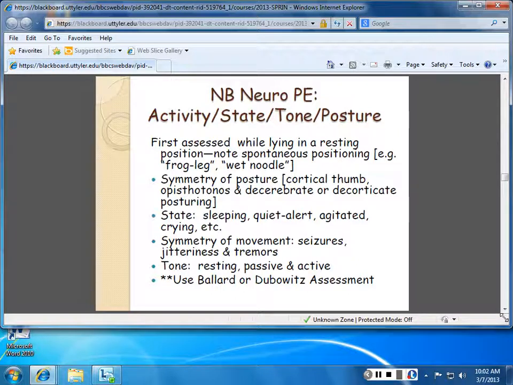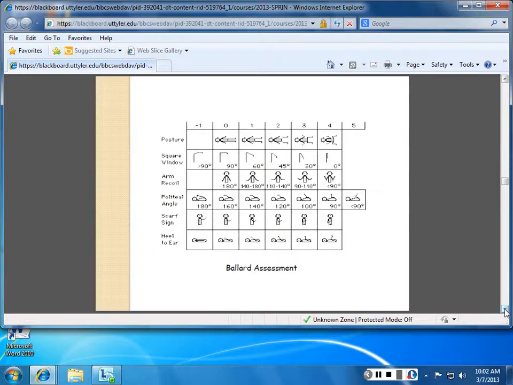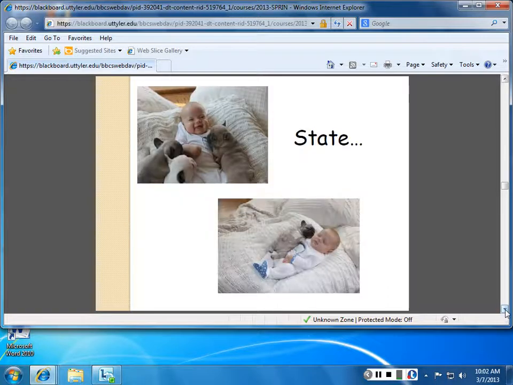What's their tone when they're resting, when they're passive and active? And then we have these nice Ballard and Dubowitz assessments that you can use. And this is the neuro part of the Ballard. The Dubowitz is more complex. But we do this when we're wanting to check gestational age. And once you get used to it, you probably don't need the sheet in front of you. You will do it in teaching institutions for sure.